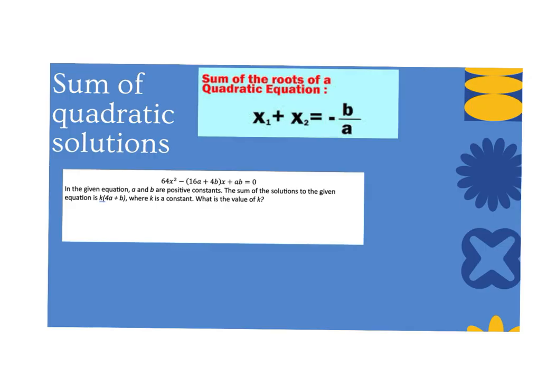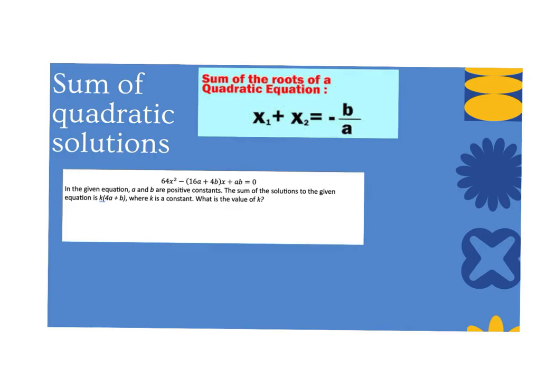So if you look at the question, it says in the given equation, A and B are positive constants. The sum of the solutions to the given equation is. And if you look, the x is raised to the second, right? So that's a quadratic. So the trick for sum of quadratics is negative b over a. The sum of any 2 quadratic solutions, negative b over a.